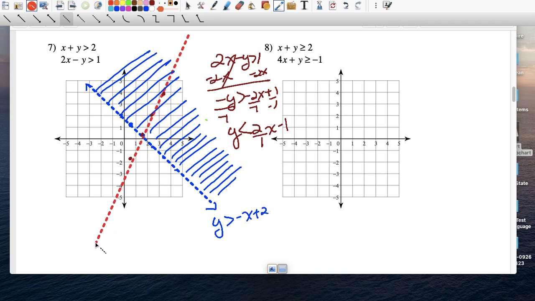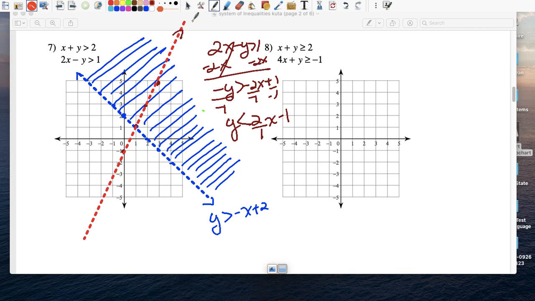Okay, it's going to be a dashed line. And this is y less than 2 over 1x minus 1. So now I get to figure out if I want points above, to the left, right, on this side, or on this side. So pick 0, 0. I can. Look, it's right there above it.